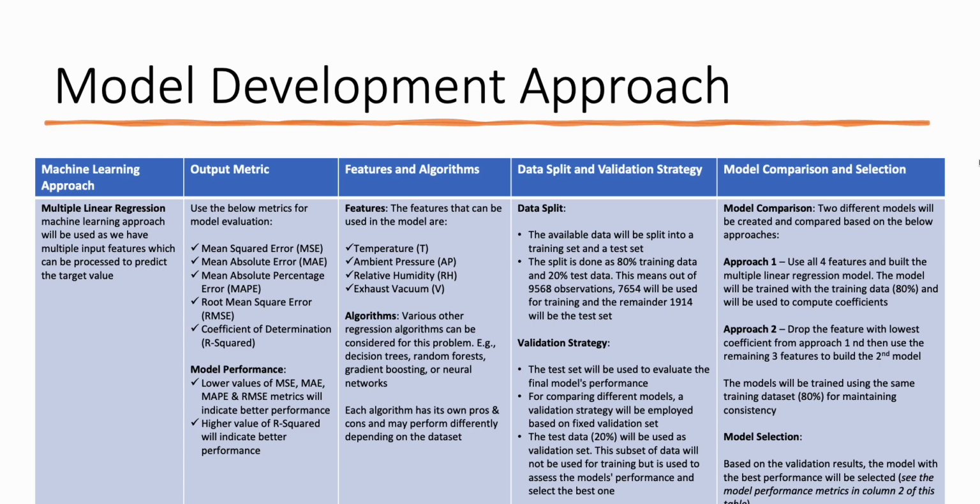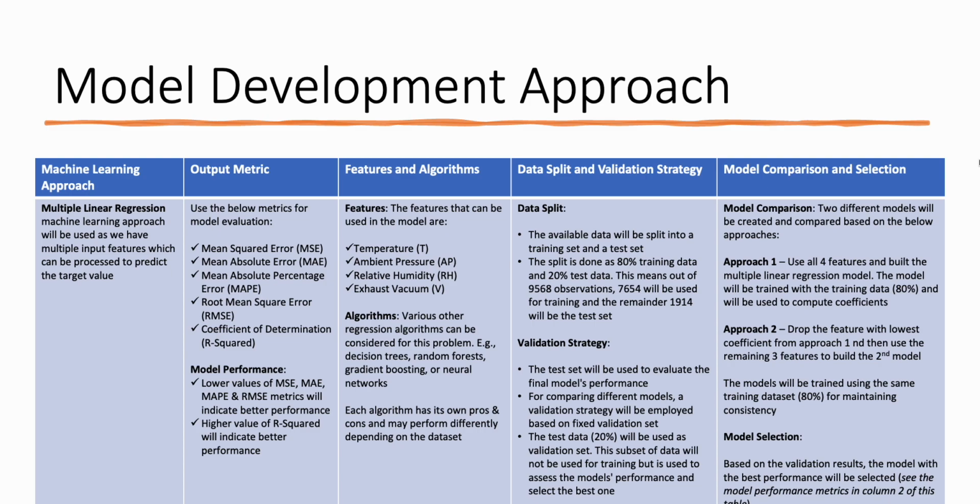From the output metrics standpoint, we're using multiple metrics, which includes mean square error, mean absolute error, mean absolute percentage error, root mean square error, and R squared. From the performance standpoint, when we compare the models, we'll use these metrics. Lower values of MSE, MAE, MAPE, and RMSE will indicate better performance, whereas the higher values of R squared will indicate better performance. We are using all the features like temperature, ambient pressure, relative humidity, and exhaust vacuum as the features for the model.